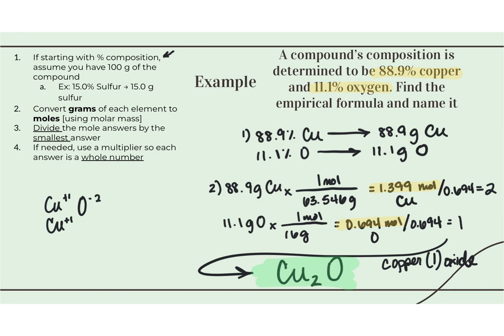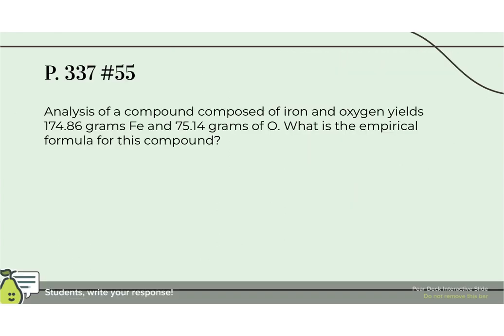So let's try to do another example because practice makes permanent. Here we have an analysis of a compound composed of iron and oxygen, and it tells us it yields 174.8 grams of iron, 75.14 grams of oxygen.